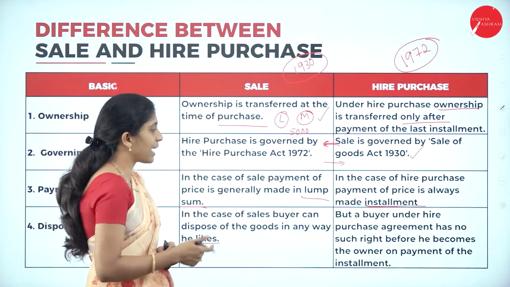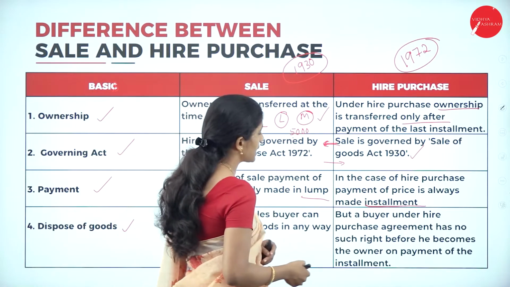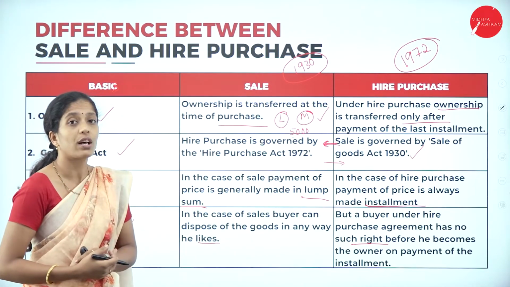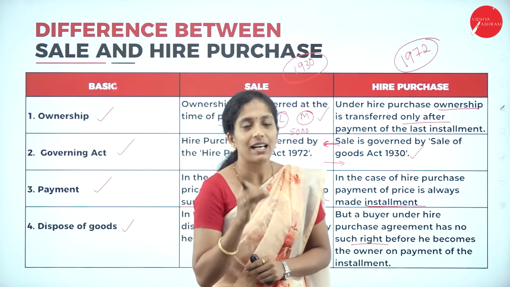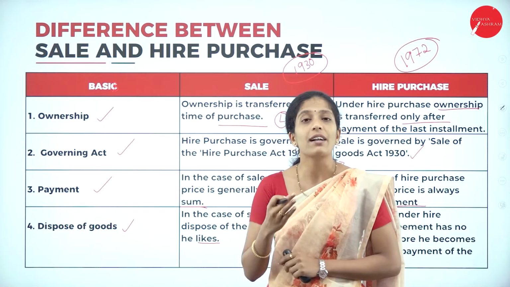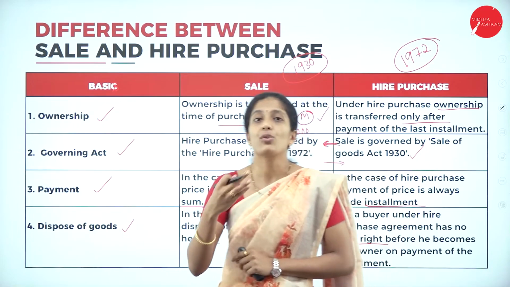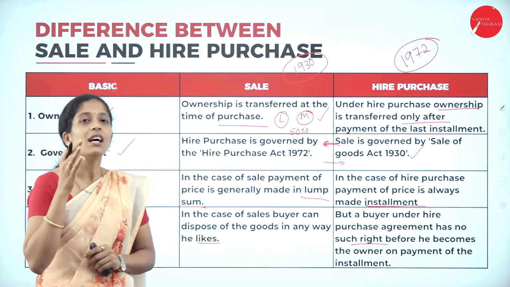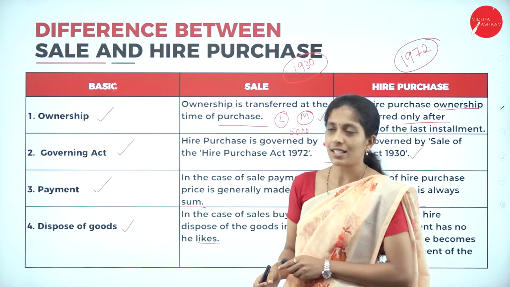Whereas in hire purchase system, the buyer under the hire purchase agreement has no such right before he becomes the owner on payment of the last installment. Before becoming the owner of that particular asset or goods, he cannot do anything with it. He doesn't have the right to dispose of the goods. Whereas in sales, the goods can be used as per the wish of the purchaser, but in hire purchase, the goods cannot be used as per the wish of the hire purchaser until he makes the last installment.